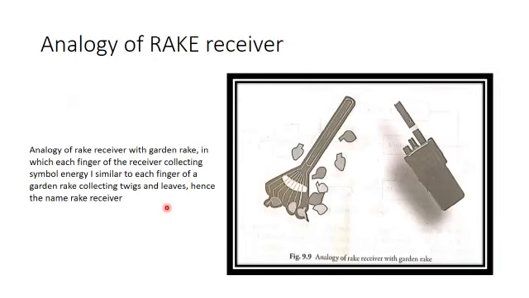Next is the analogy of a rake receiver. The rake receiver is analogous to a rake in a garden. Here in a rake receiver, each finger is receiving symbol energy. Similarly, in a garden rake, each finger is collecting twigs and leaves. That is why it is called a rake receiver.